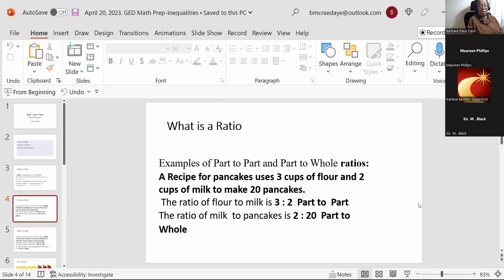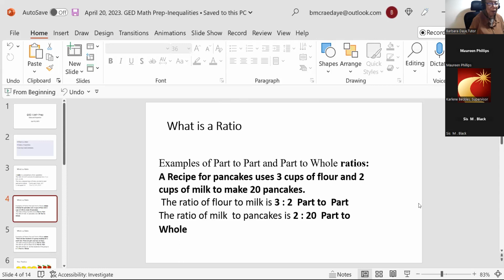Mercedes, you had a question? I was wondering if I'm getting you with that. 3 cups of flour and 2 cups of milk to make the pancake. So the ratio of flour to milk is 3 to 2, part to part. And then the ratio of milk to the pancake is 2 to 20, the whole. The pancakes are what you get from those 2 parts. And 2 is the milk. Yes, the 2 cups is the milk, the 3 cups is the flour.